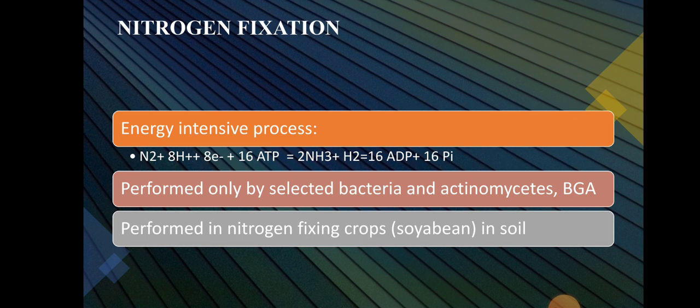Nitrogen fixation is a highly energy-intensive process which requires almost 16 ATP. Only selected bacteria and actinomycetes play a role in nitrogen fixation. For example, this is soybean in the soil.